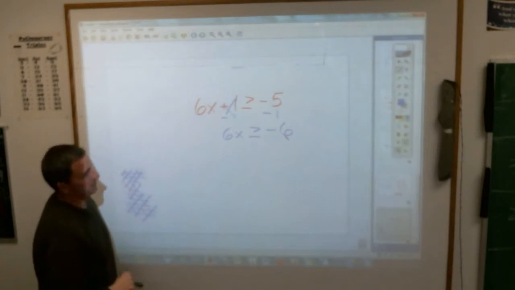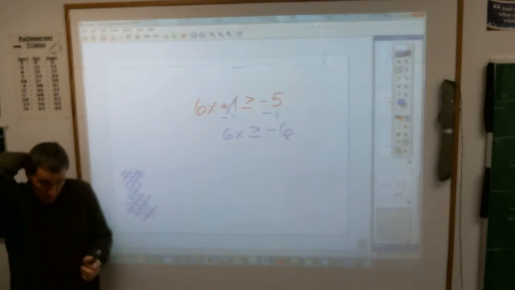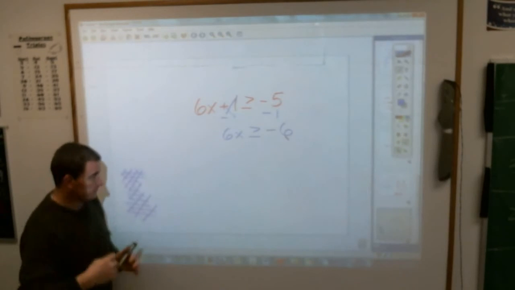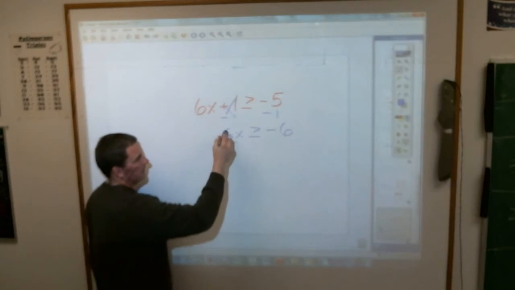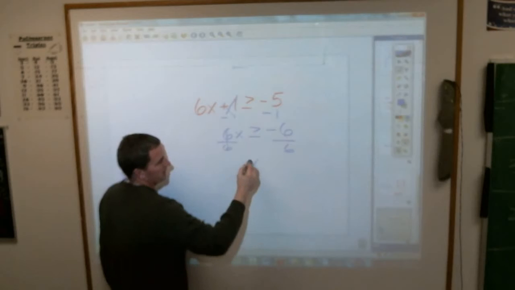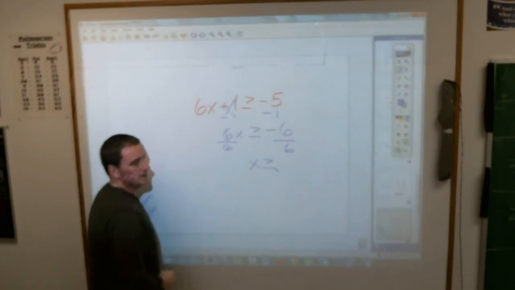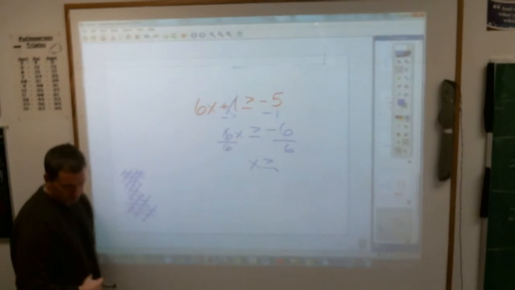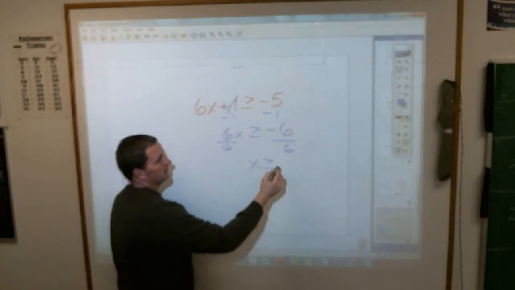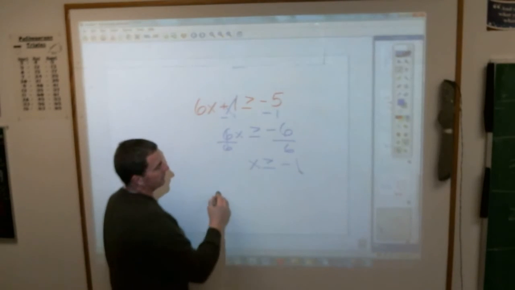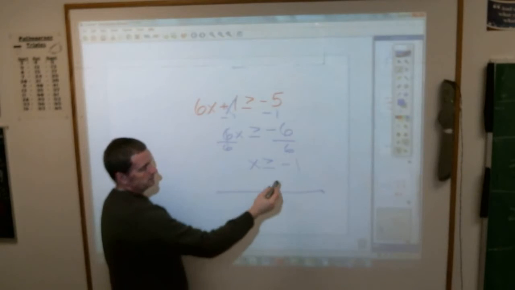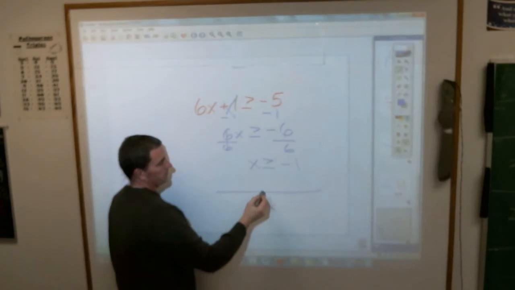Now how do I split up the little x with the 6? Divide both sides by 6, so x is greater than or equal to, what is -6 divided by 6? -1. Once it's solved, then graphing it at -1, closed or open?